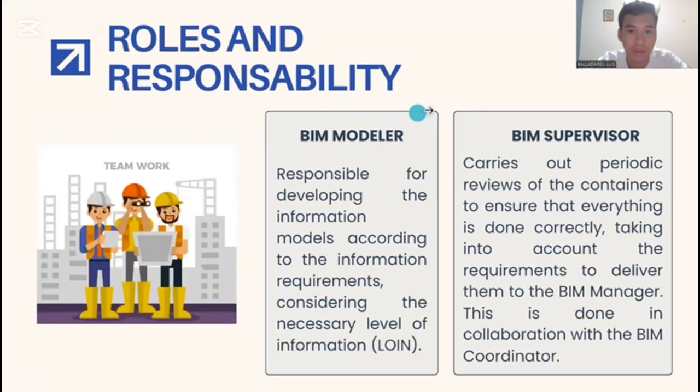Also, we have the BIM modeler, who is responsible for developing the information models according to the information requirements. And finally, we have the BIM supervisor, who carries out the periodic reviews of the containers to ensure that everything is done correctly. He works in coordination with the BIM coordinator.